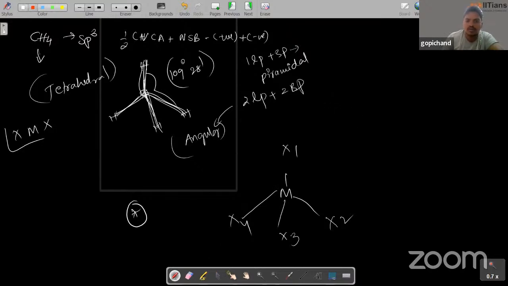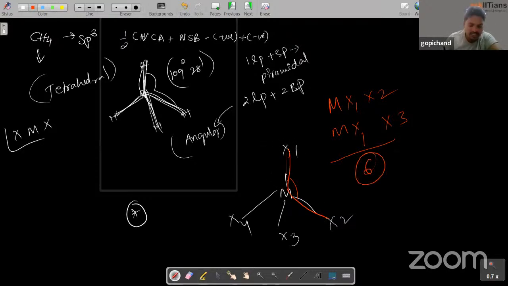Let me tell you. So MX1, these are twice possible, and MX1, these are three. That means 1, 2, 3. These are the three MX1 with three different angles: 1 is one angle, and 2 and 3, 4, 5, and 6. So total 6 bond angles are possible.